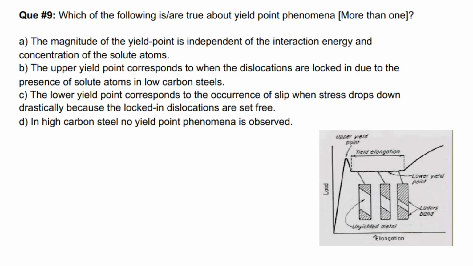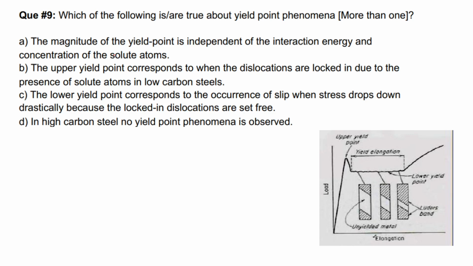Now, the ninth question. Which of the following is/are true about the yield point phenomena? Definitely more than one answer will be correct. ABC. Then what about BCD? This is the BCD correct answer. So for a yield point, what will happen?